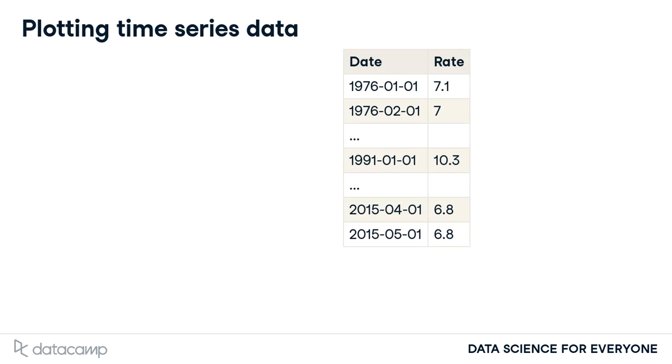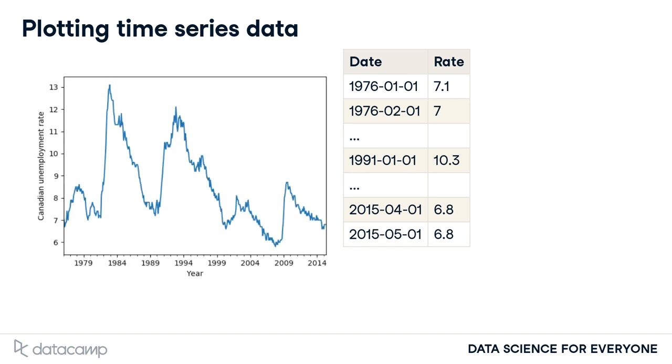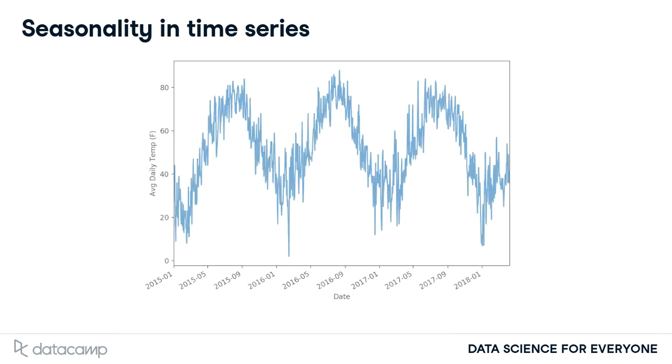Let's plot an example. We have time series data of Canadian unemployment rates measured monthly from 1976 to 2015. Time series data is usually plotted as a line graph like this, with time on the x-axis. Oftentimes, when plotting time series, you can find patterns. For example, this plot graphs the average temperature in Boston over 3 years.